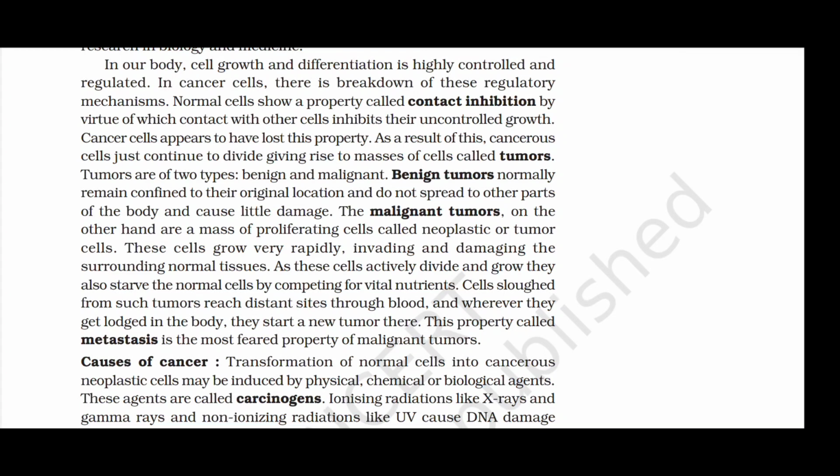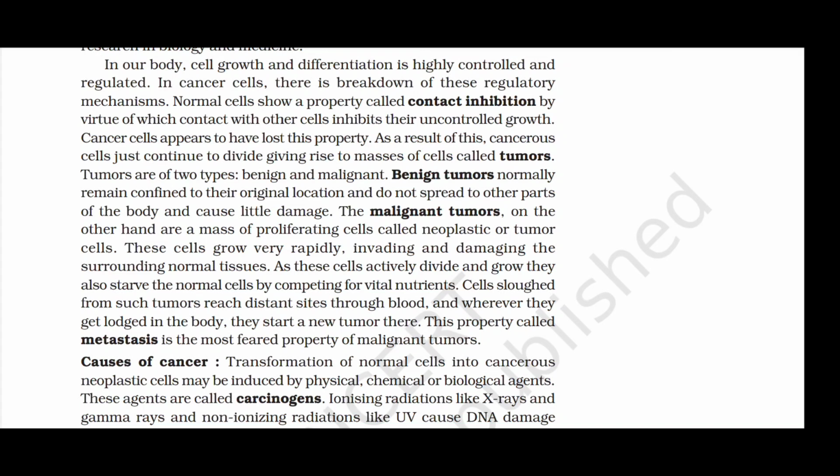As these cells actively divide and grow, they also starve the normal cells by competing for vital nutrients. Cells sloughed from such tumors reach distant sites through blood and wherever they get lodged in the body, they start a new tumor there. This property, called metastasis, is the most feared property of the malignant tumors.